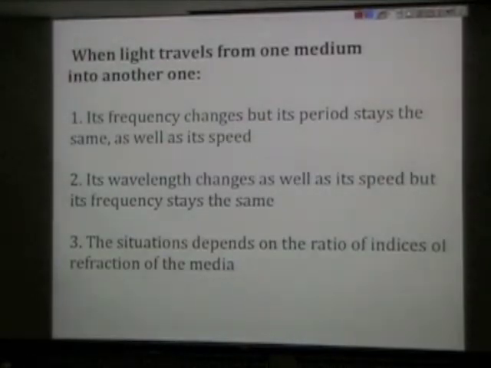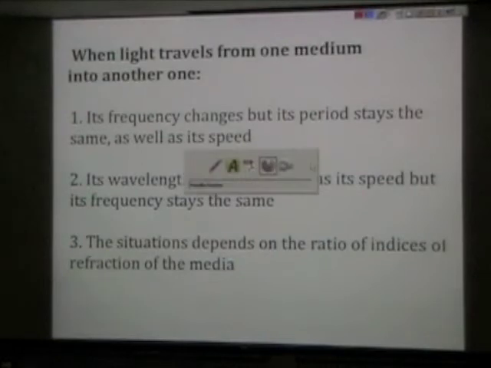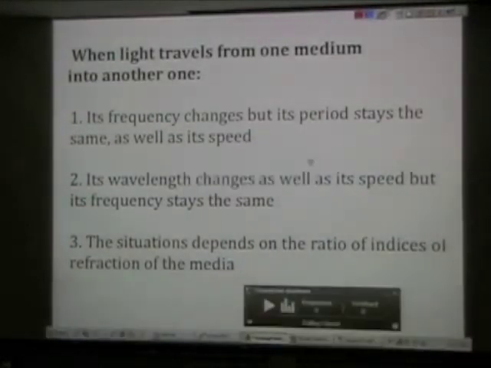I want to start from a question. What is happening to light when it travels from one medium into another medium? The answers involve different variables: frequency, period, speed. If you choose an answer, all parts are supposed to be correct, okay?